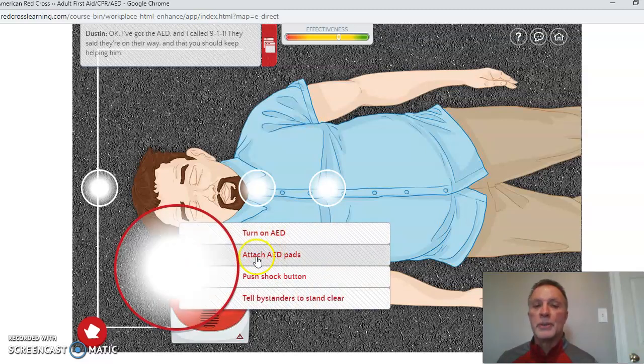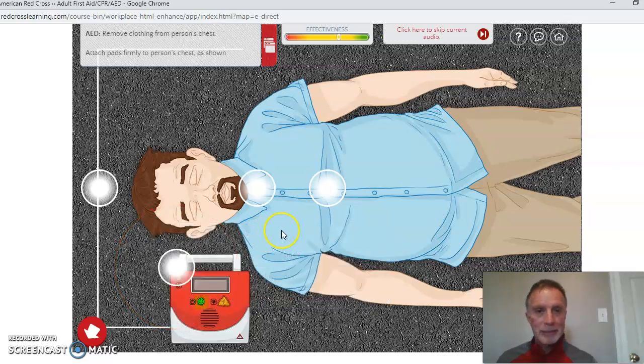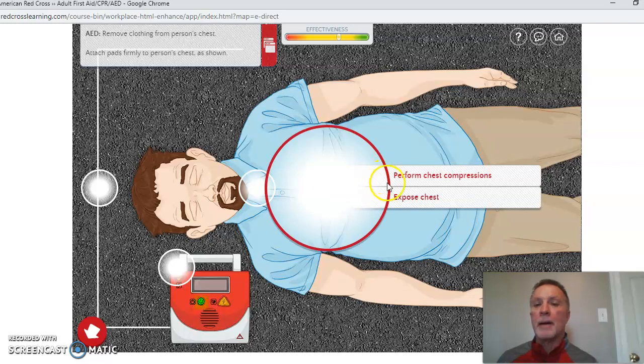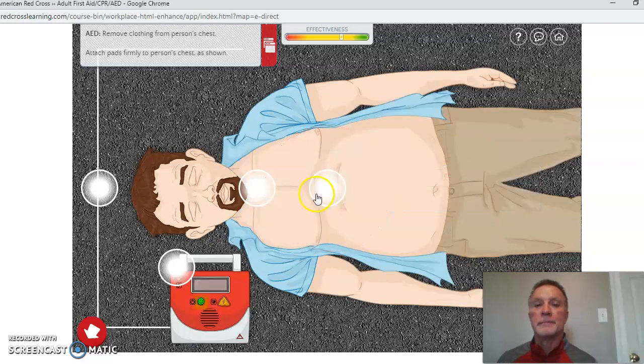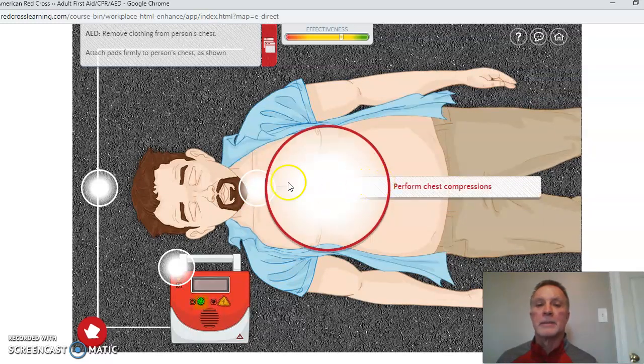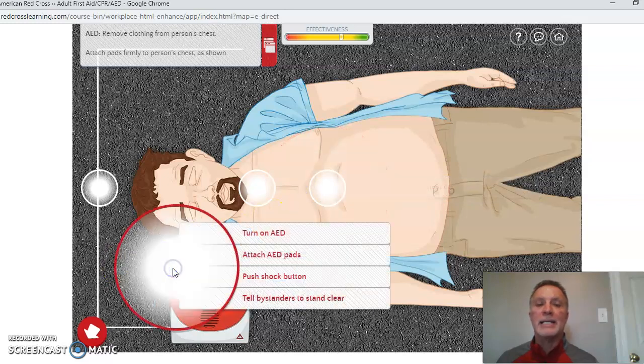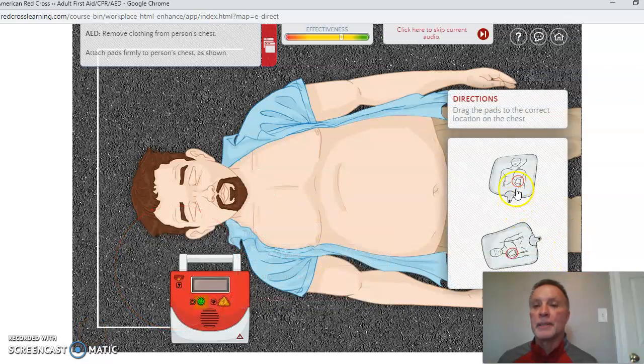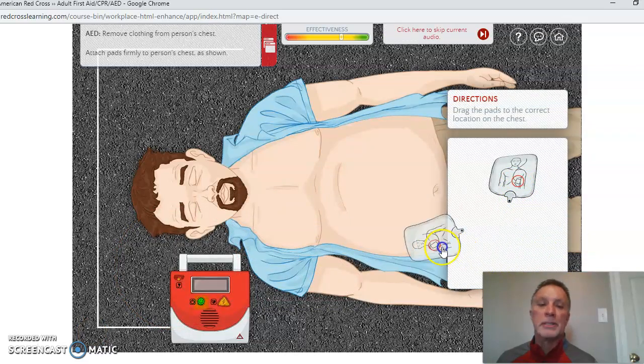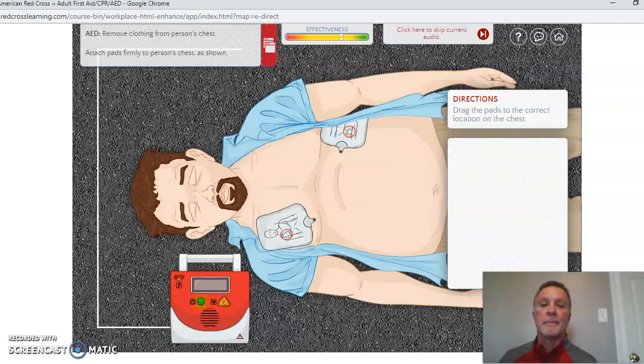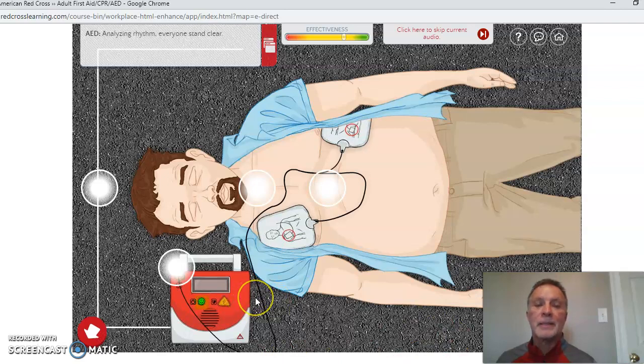Okay, so we want to get the AED. Remove clothing from person's chest. Attach pads firmly to person's chest as shown. So we expose the chest. Go back to the AED. Attach the AED pads as shown. Okay, so this one is up on here, and this one's back on the side over here. Go back to analyzing rhythm.